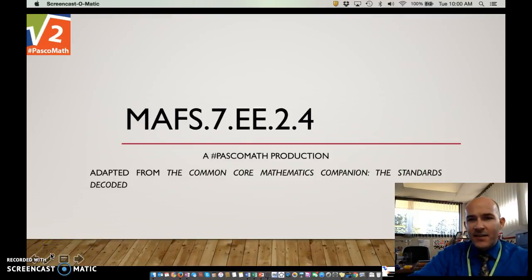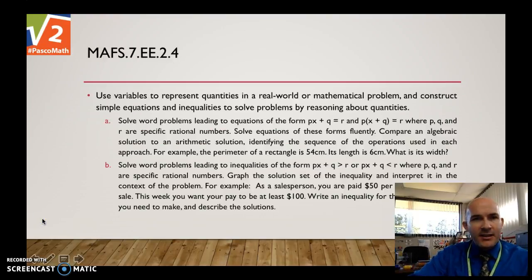Today we're going to look at 7.EE.2.4. We're going to read the standard, unpack it a little bit, look at what you could be doing in the classroom as well as what the students should be doing. So let's go ahead and get started.